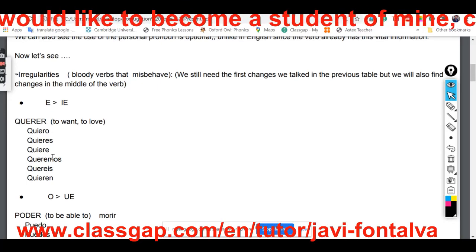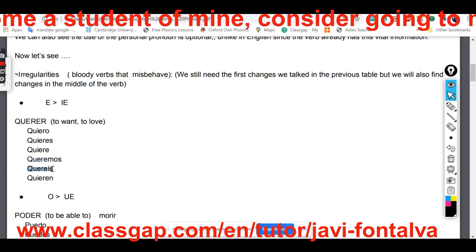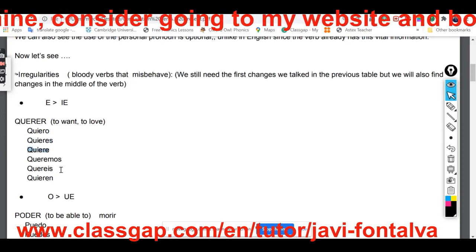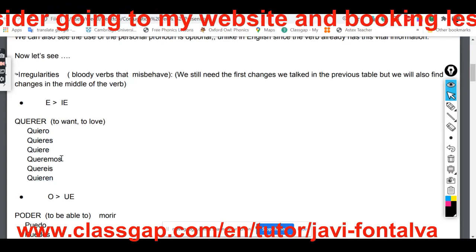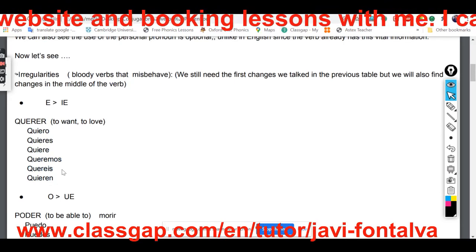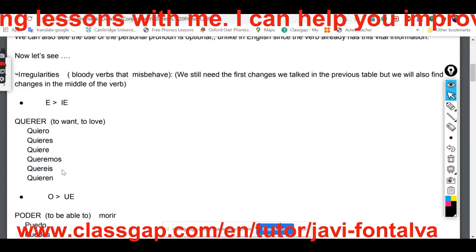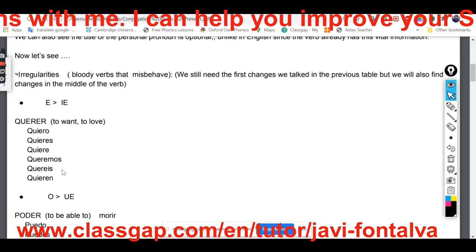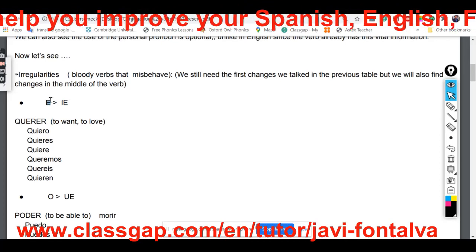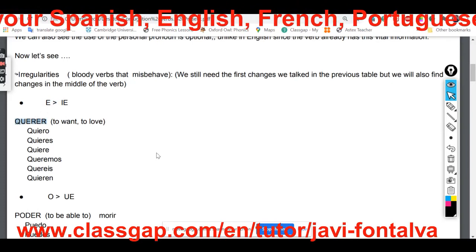So if you notice, we don't say quieremos, we say queremos, and we don't say quiereis, but queréis. So note here you have a diphthong for every person except for nosotros and vosotros. Bear this in mind. Whenever you say nosotros and vosotros, you're never gonna have a weird thing in the middle of the word, like a diphthong. So remember, for many verbs, the e is gonna turn into ie. And that happens, for example, with querer. Okay.